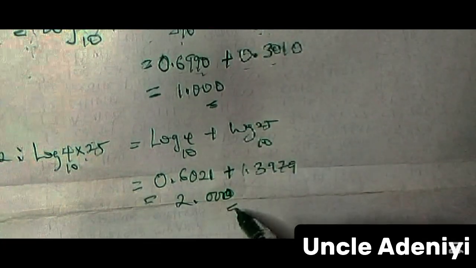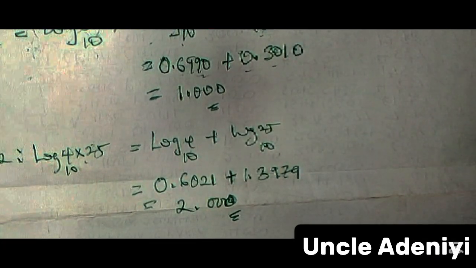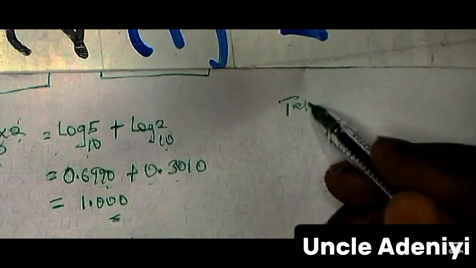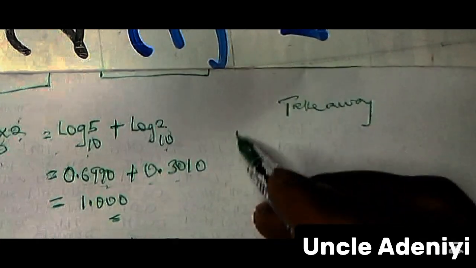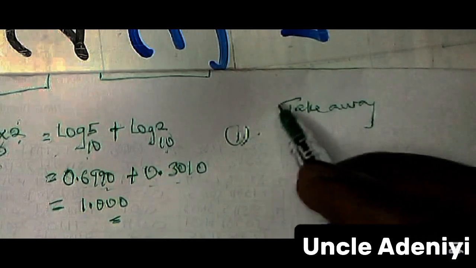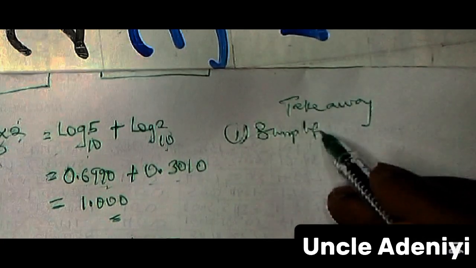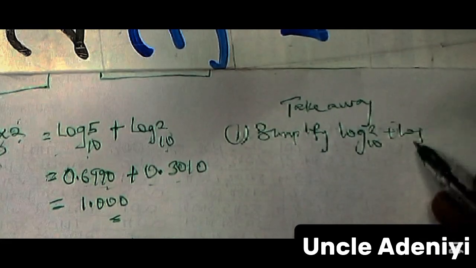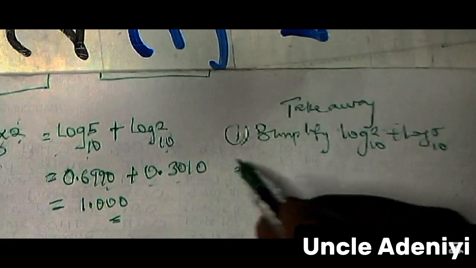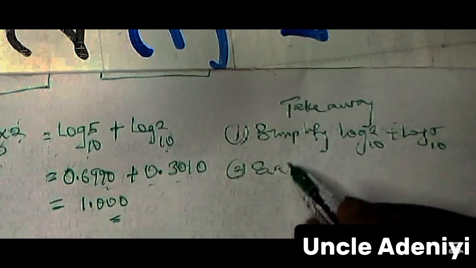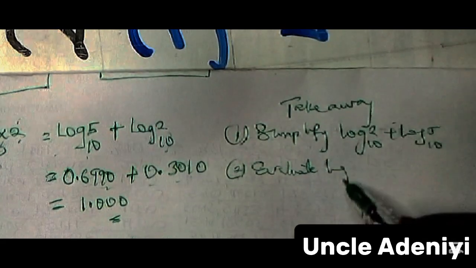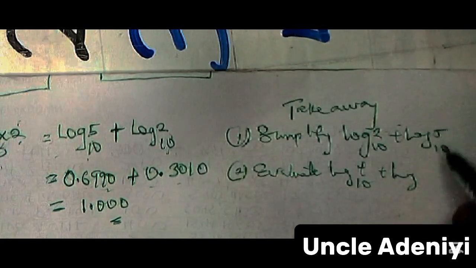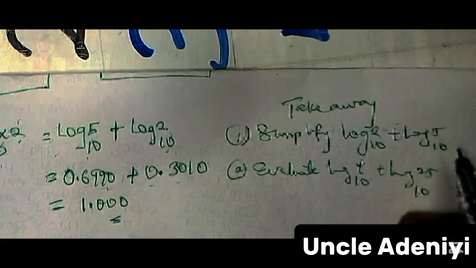So that's everything you need to know under product law. Before you go, let me give you a takeaway. First question says: simplify log 2 base 10 plus log 5 base 10. Second question says: evaluate log 4 base 10 plus log 25 base 10.